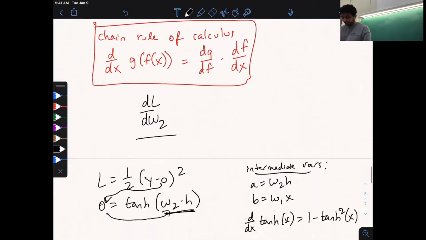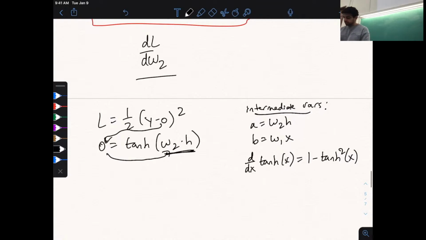All right, so if I assume all of these things here, these are my intermediate variables, and this is the derivative that you need to know. And if you have to do backprop on the exam and we give you some function like this, we will also give you its derivative, so you don't need to memorize this or anything like that.